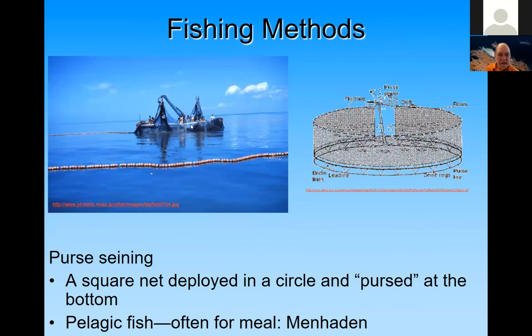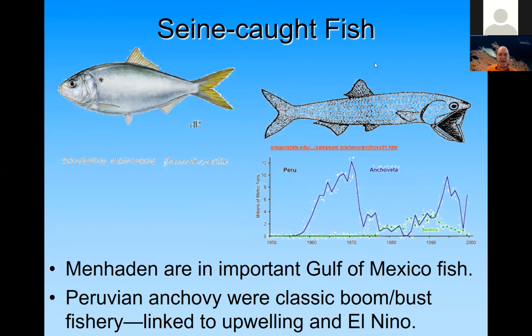So this isn't the main boat. This is the skiff that's helping to deploy the purse seine, to try to encircle the fish. And what kind of fish would you catch? You catch menhaden, and we talked about menhaden on Tuesday, and anchovy. Menhaden are important Gulf of Mexico fish. The Peruvian anchovy was the classic boom and bust fishery.